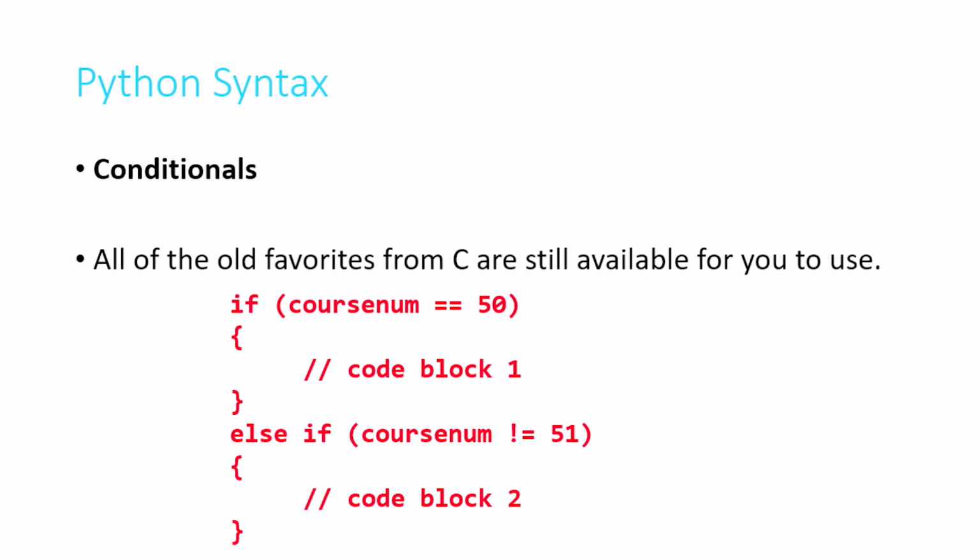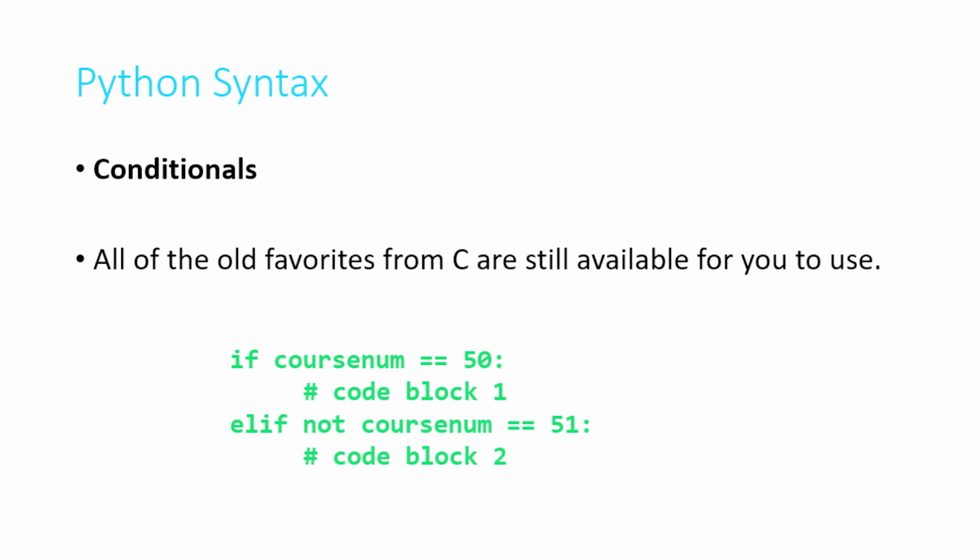The else is not that big of a difference. This one is a little bit different, though. So if course number equals 50, we do one thing. Else, if course number is not equal to 51, we do something else. In Python, we don't have else if. We have elif, not else if. But otherwise, it's going to behave exactly the same. So just, again, trying to cut a couple of characters out of what we have to type. And again, instead of using course num not equal to 51, we can do elif not course num equals 51.